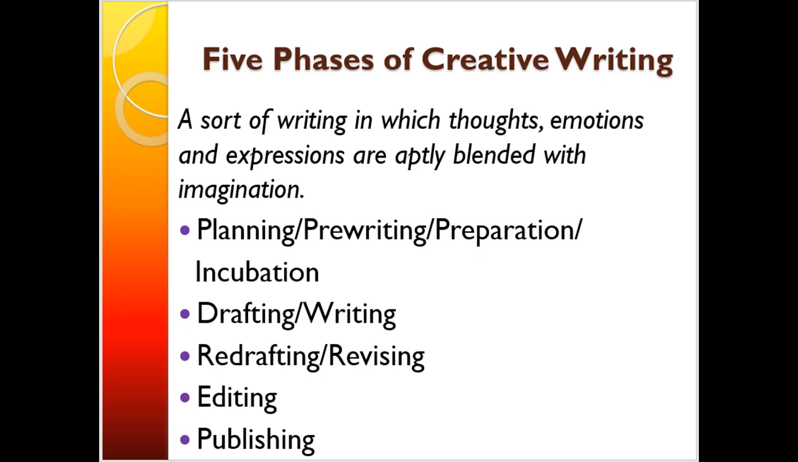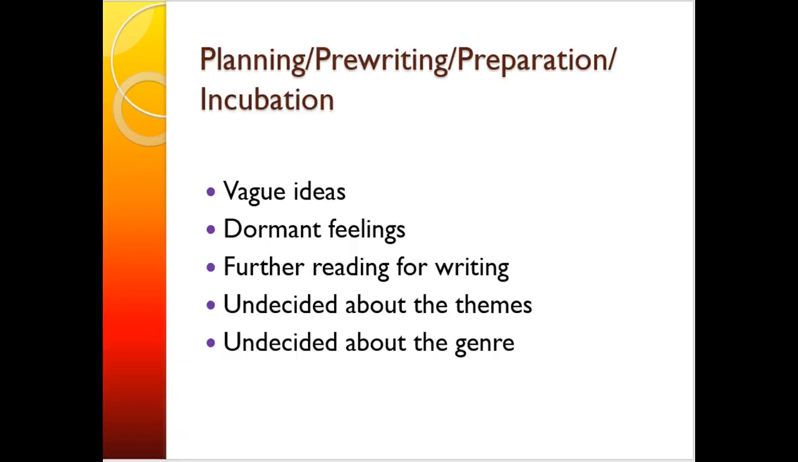We will look at 5 phases of creative writing. The first phase is planning. Sometimes it is also called pre-writing or preparation or incubation. In this stage, the writer does preliminary work to start his writing. For example, he goes on reading certain books which will help him write the text. Or this is a stage where the writer has vague ideas of what he is going to write.